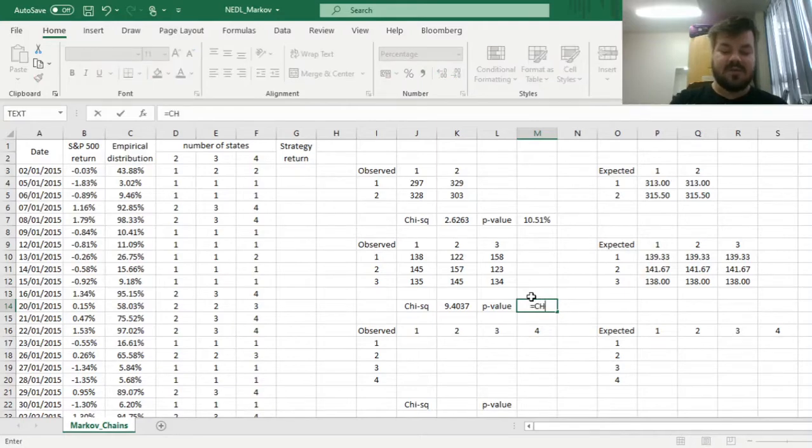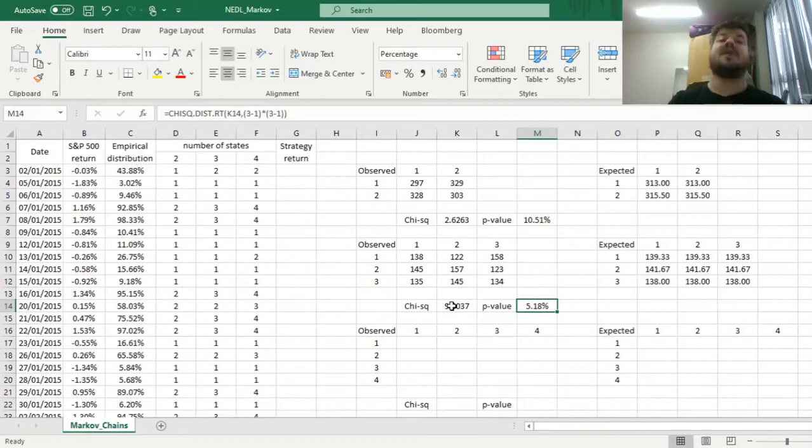So now we have to apply the chi-squared right tail distribution again, input our new chi-squared stat as the x value and the new number of degrees of freedom. That would be the total number of columns minus 1 times the total number of rows minus 1. And we enforce this formula and get 5.18%, which is lower than 10%, so we can say that this deviation from market efficiency, this deviation from randomness of transition probabilities, is significant at 10%, but not significant enough to be significant at 5%.